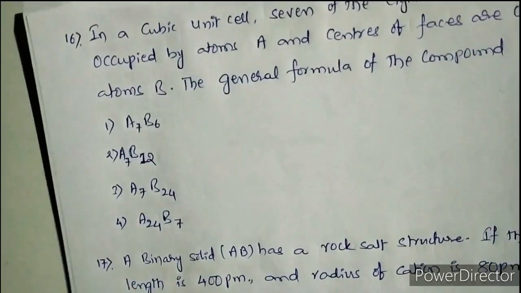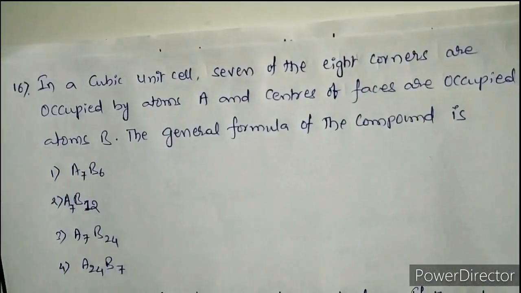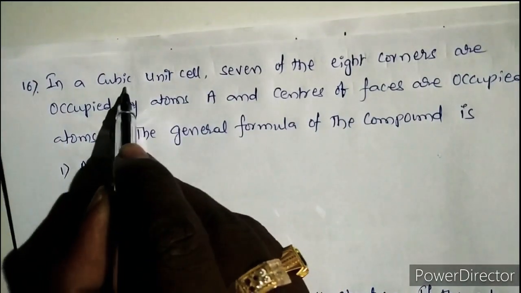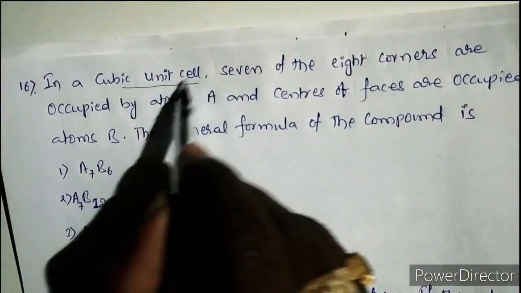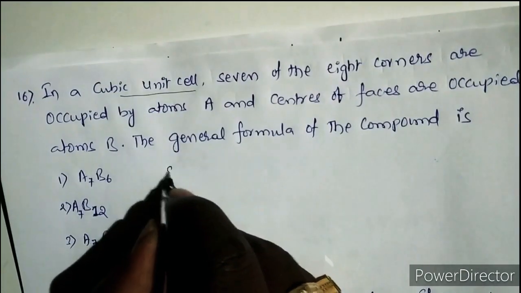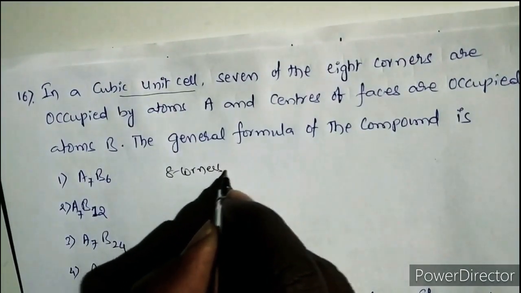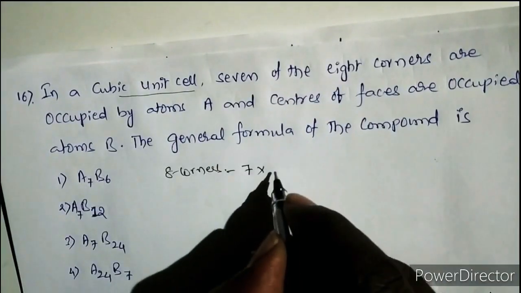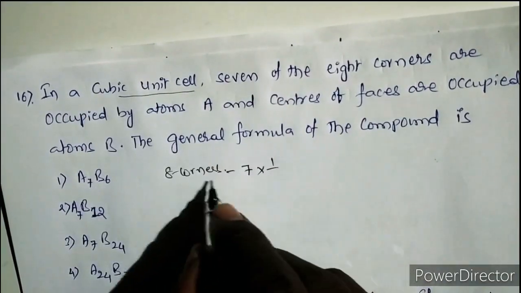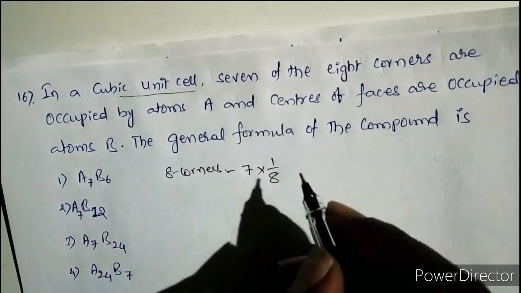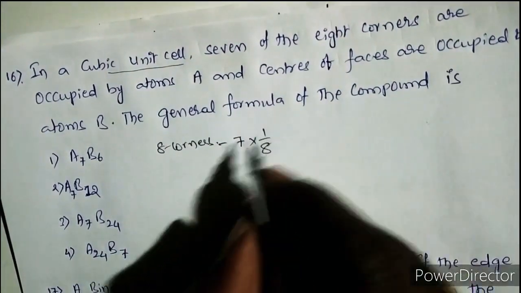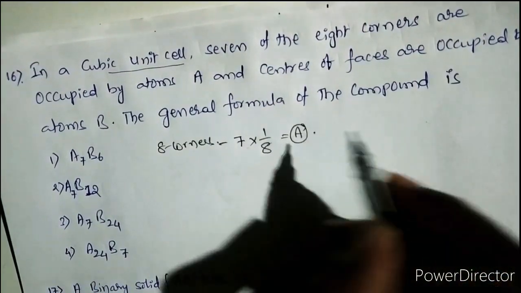16th question. In a cubic unit cell, 7 of 8 corners. Actually, in a cubic unit cell, how many corners are present? There are 8 corners in the cubic unit cell, isn't it? Out of 8, 7 are occupied by atoms A, and each corner is shared between 8 unit cells. Its contribution is only 1 by 8. So this is about atom A.